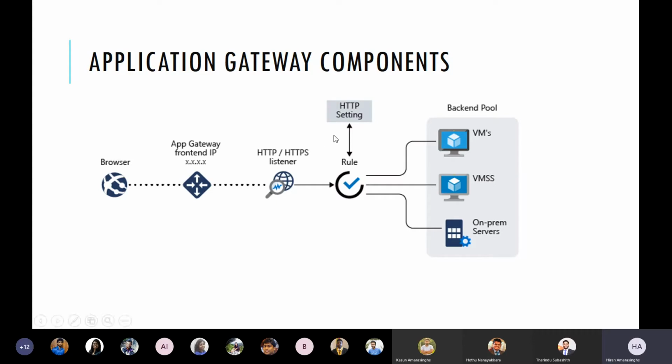This is what happens when an application gateway receives traffic. It goes to the listener, and thereafter there is an HTTP setting. That setting belongs to the backend server, and there are rules associated with this setting. Rules will be evaluated and traffic will be routed to the respective backend pool. Each and every component will be discussed in the next few slides.